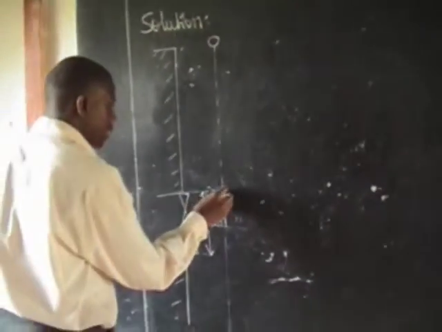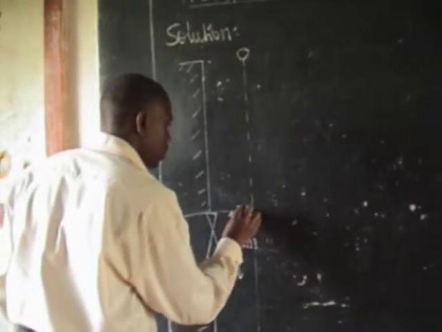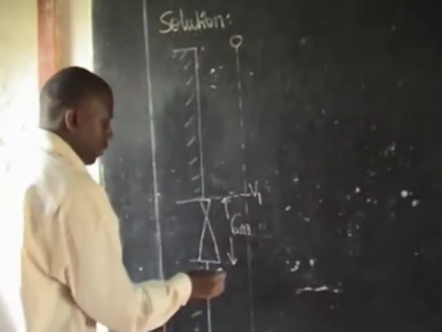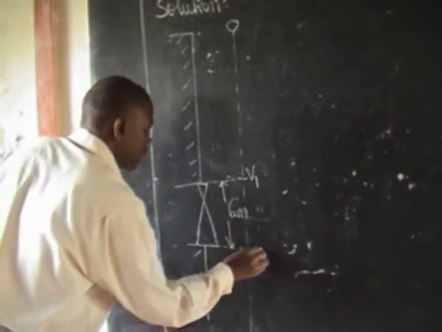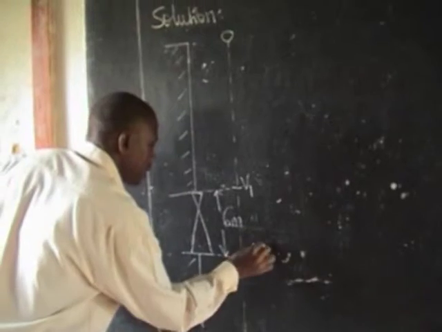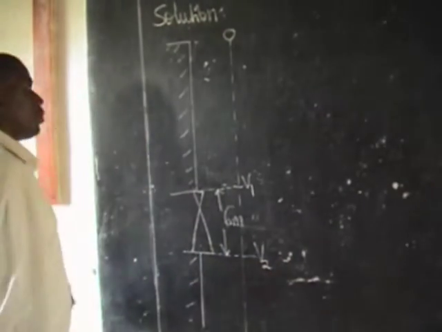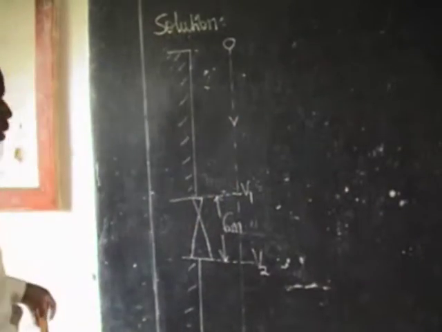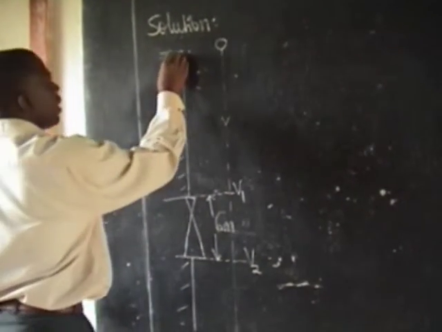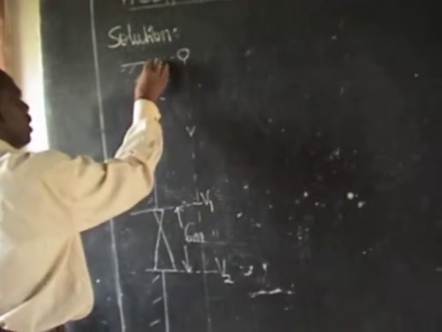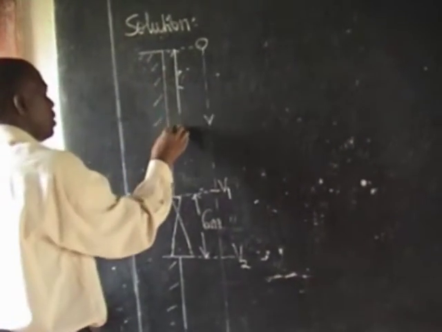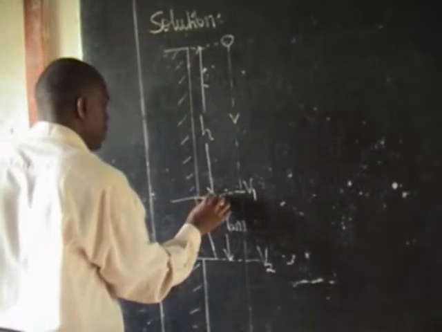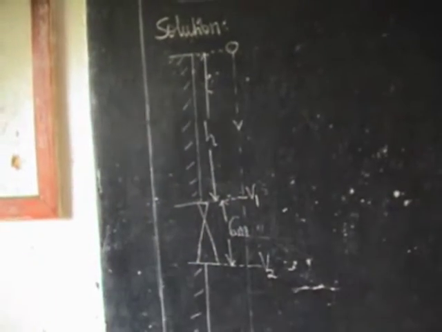So at this instant here, I'm going to assume that it will be moving with velocity v1, and then after passing the window, it will have attained the velocity v2. So this is the direction in which the body is falling. And now the question requires us to obtain the height above the window. So the question requires us to find the value of h.